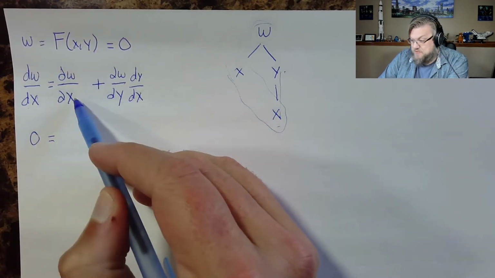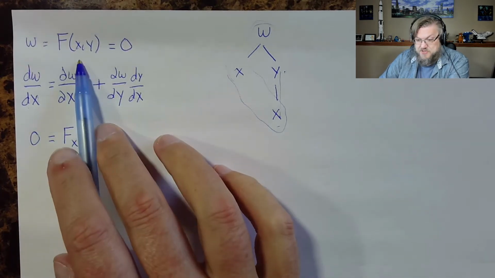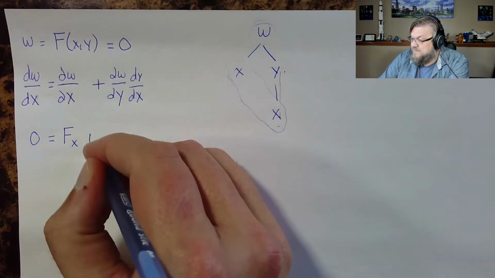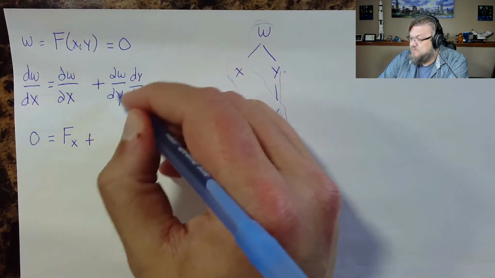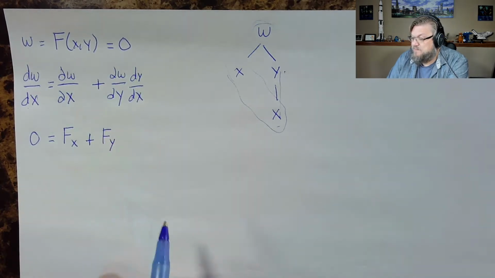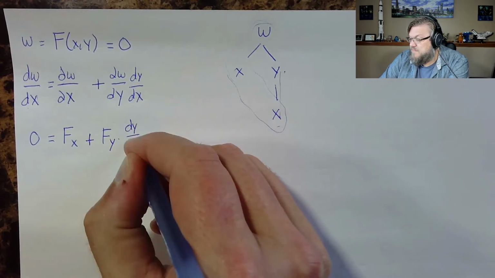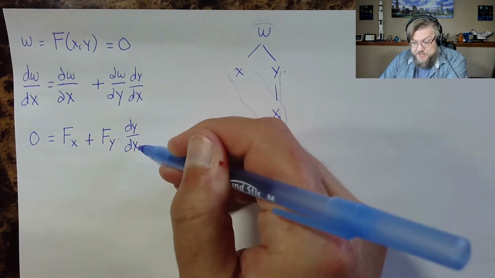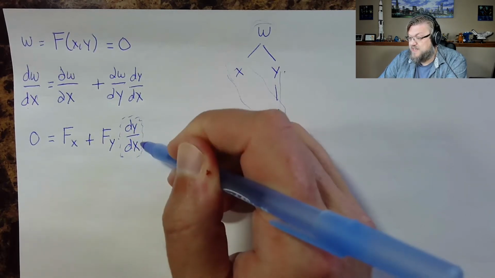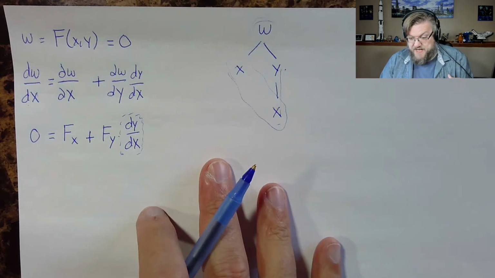And the partial of w with respect to x, well, that's just capital Fx, the partial derivative of f with respect to x. Plus, here is w with respect to y. Well, that's capital F with respect to y, times dy dx. Now remember, dy dx is the goal. That's what we want to solve for, because in implicit differentiation, I want to know what the derivative of y is with respect to x.